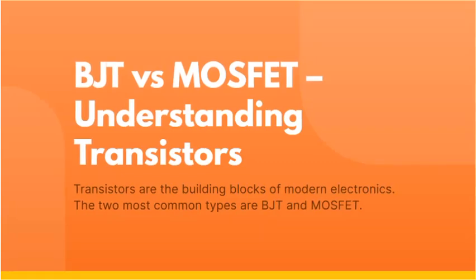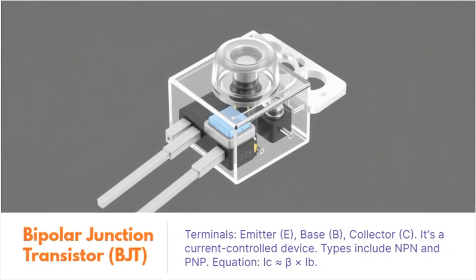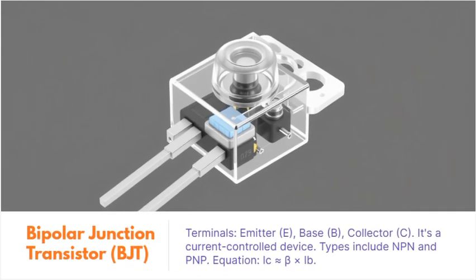BJT, understanding transistors. Transistors are the building blocks of modern electronics. The two most common types are BJT and MOSFET. Bipolar junction transistor, BJT, terminals are emitter, base, and collector.